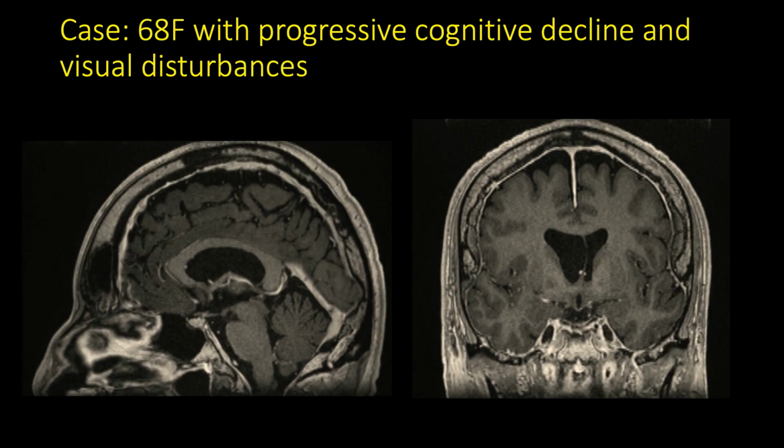Now, this was a 68-year-old female with progressive cognitive decline and visual disturbances. Here we have sagittal and coronal brain MR images, and you can see here there's diffuse pachymeningeal thickening and enhancement on the coronal, and then notice that there's marked narrowing of the distance between the optic chiasm and pituitary gland, suprasellar cistern.